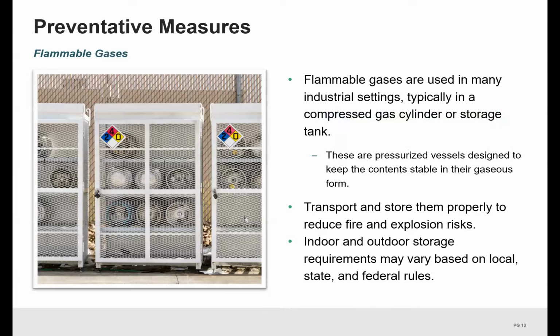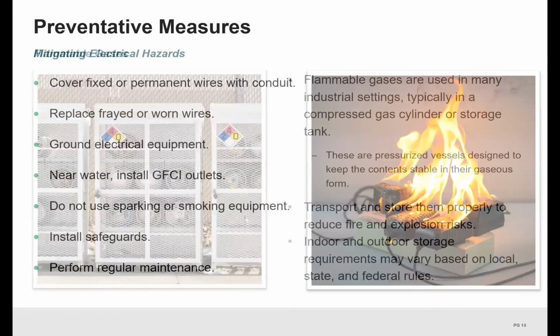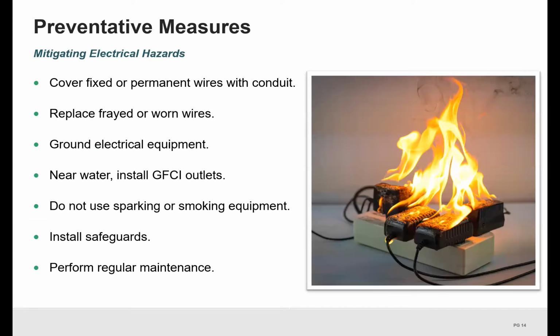Flammable gases are used in many industrial settings, typically in a compressed gas cylinder or storage tank. They are typically pressure vessels to keep them stable in their gaseous form for use, and we need to make sure we're transporting and storing them properly so that way we're reducing fire and explosion risks. The following steps will mitigate electrical hazards that could lead to fires.